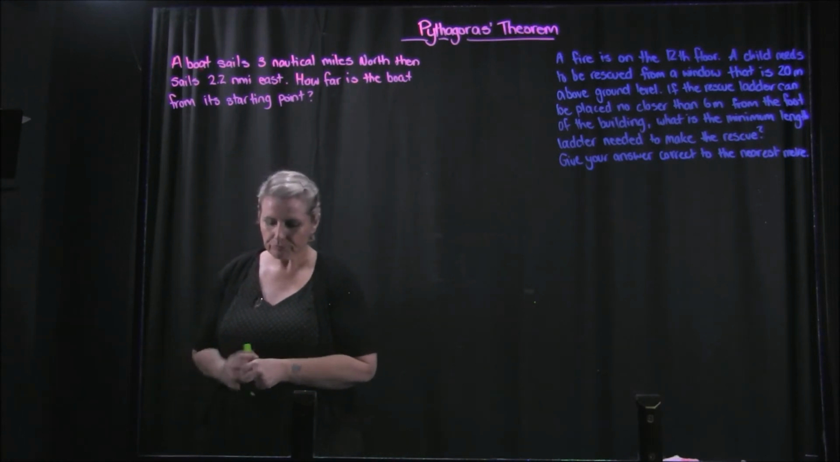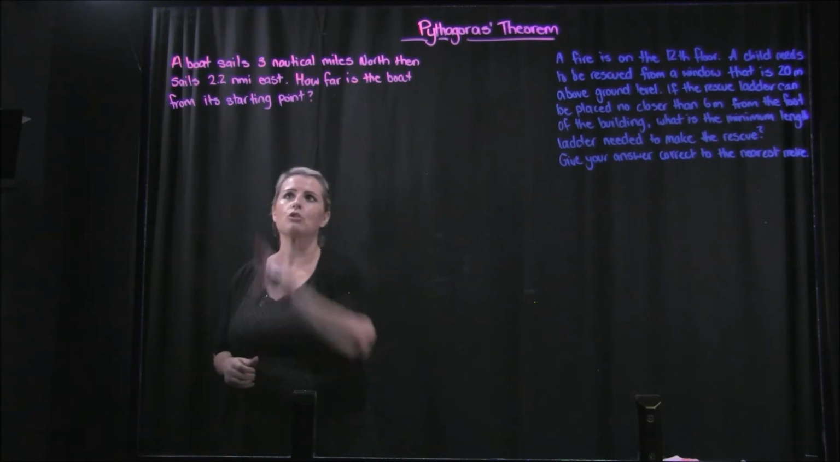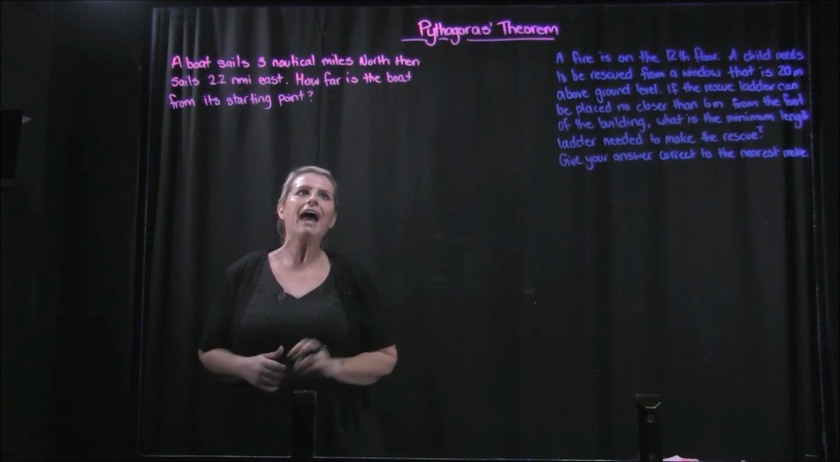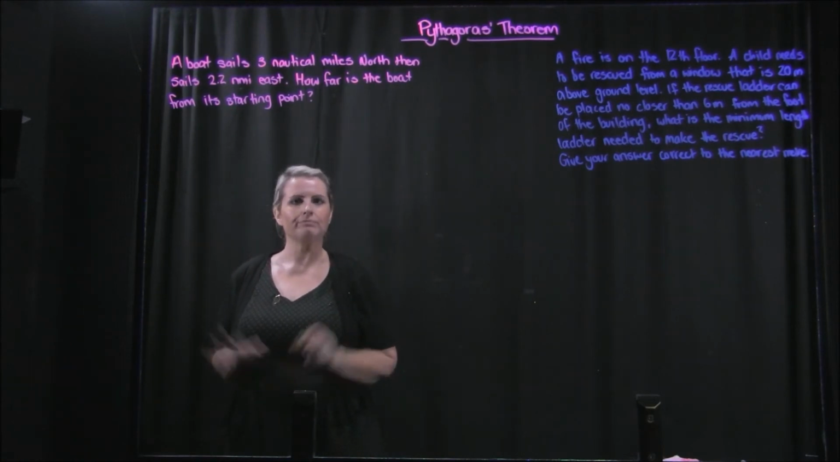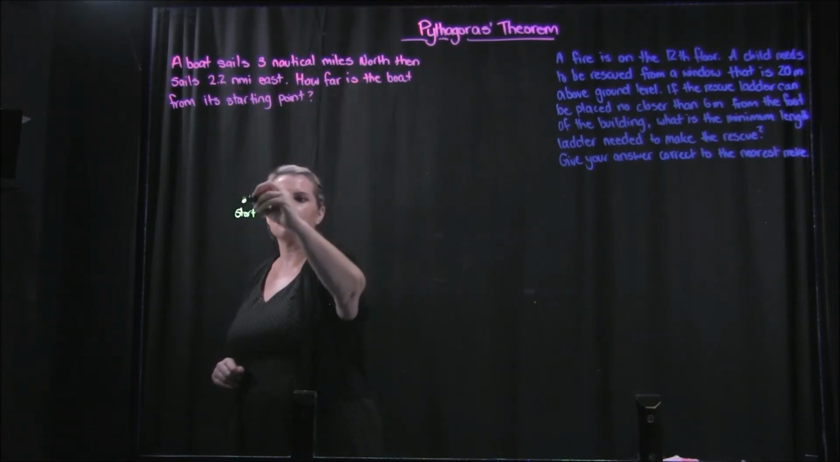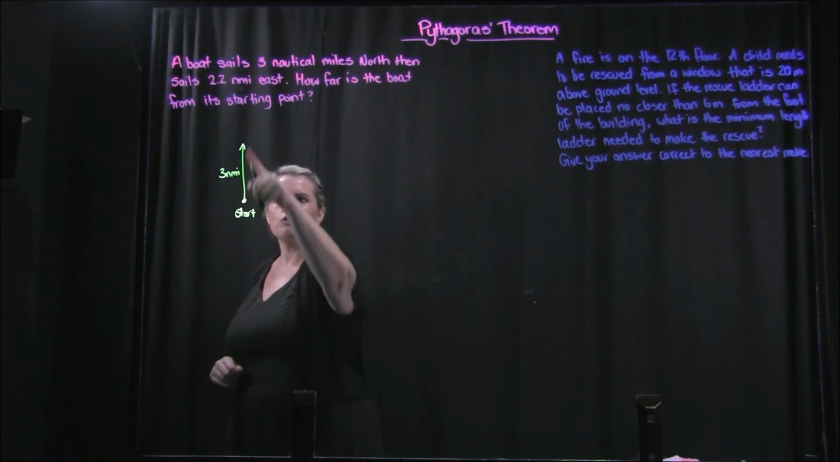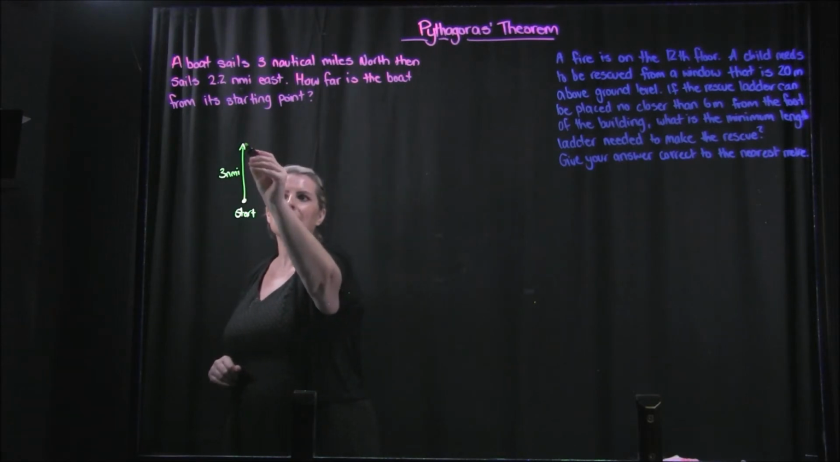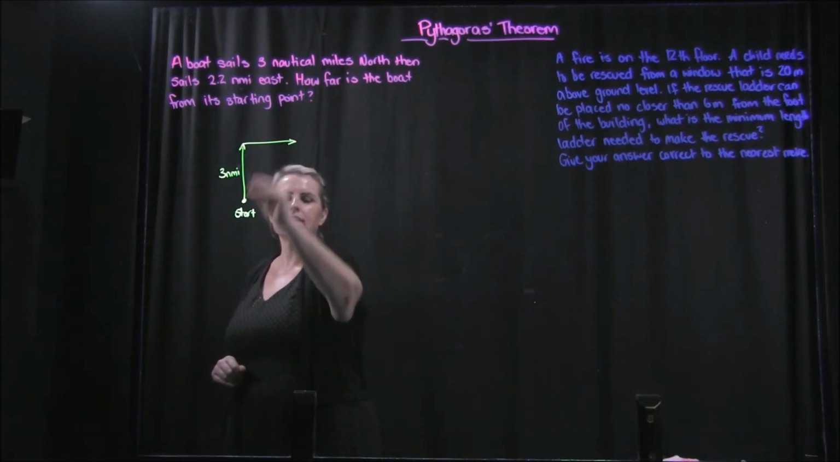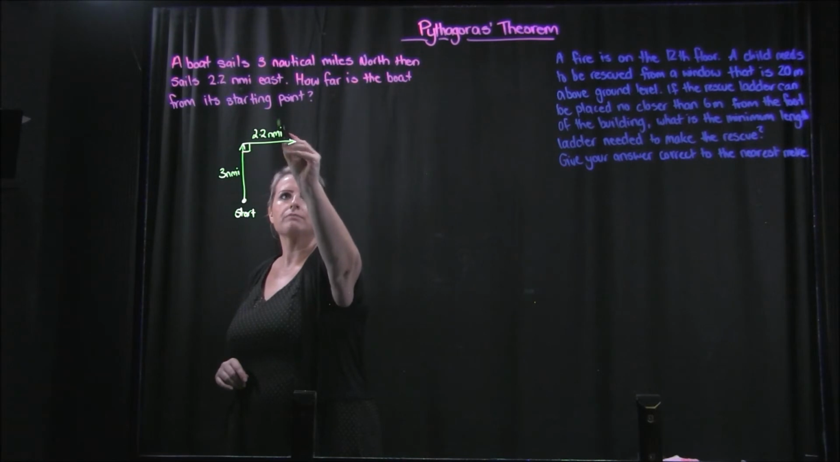Okay, so a boat sails 3 nautical miles north, then sails 2.2 nautical miles east. How far is the boat from its starting point? Let's draw a diagram. Here is its starting point. So from the start, it sails 3 nautical miles north. Then it turns due east. Because we're using compass points, I know that that is going to be a right angle. This will be 2.2 nautical miles.